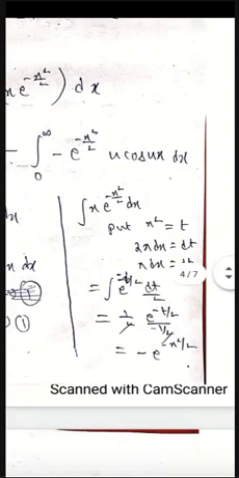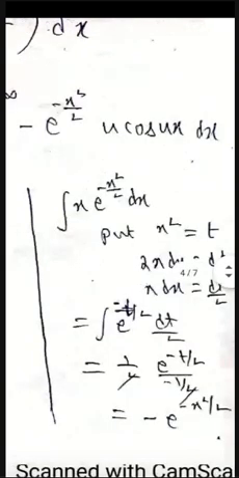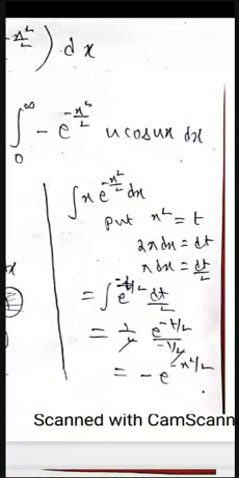Because in the place of x square, I have taken t, so e power minus t by 2, x dx is dt by 2. 1 by 2 outside. So if you integrate e power minus t by 2, that becomes e power minus t by 2 by minus 1 by 2, right? Because what constant we have, minus 1 by 2 comes to the denominator.